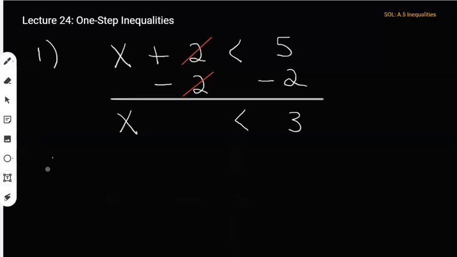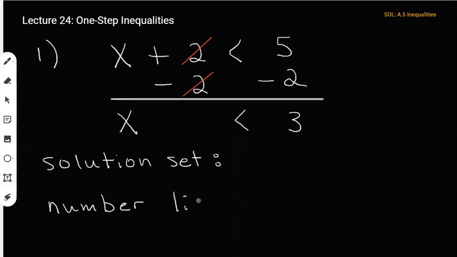Okay, so the last 2 things we're going to do for this question is write our solution set and our number line. Those are the 2 things that I'm going to do for each question today. Now the solution set is pretty simple. You write your braces, you put your variable on the left side, and you're going to draw a vertical line down like that. But then on the other side, you're going to have your answer. So x is less than 3.